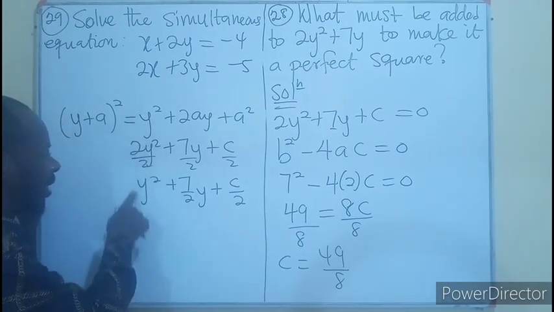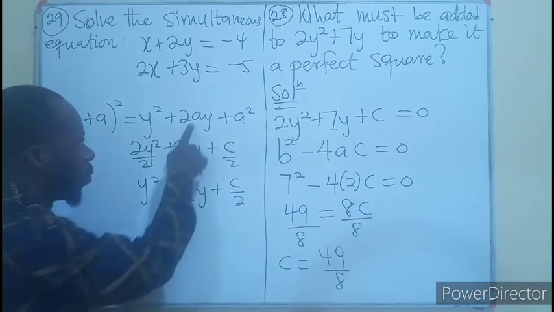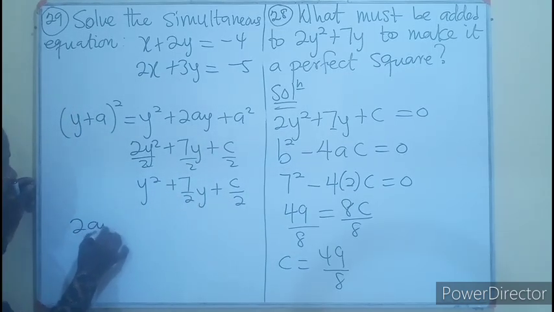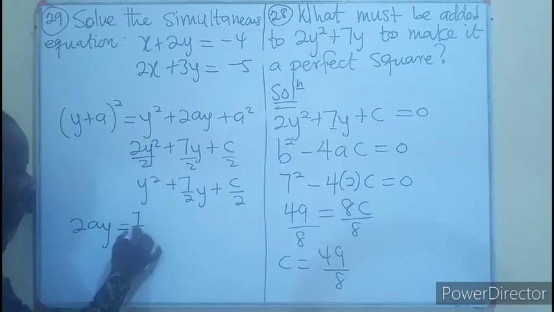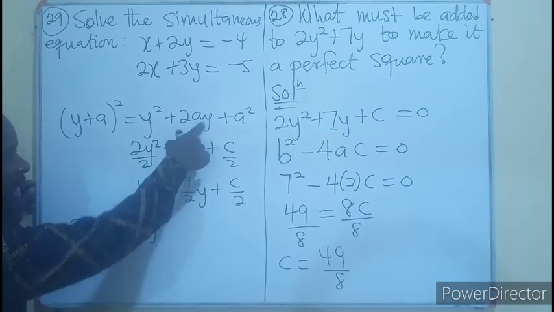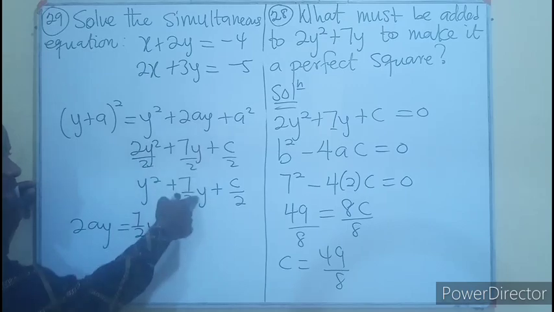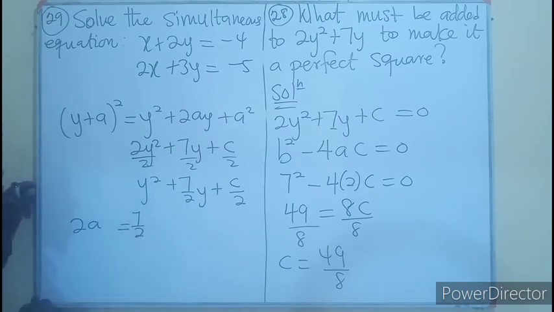Knowing very well that this and this are the same, this and this are the same, and this and this are the same. So right here, your 2ay is the same as what? 7 over 2y. Where in this case, we can ignore the y since they are the same. So we pick the one that are not the same. So I am picking this to be equal to that. What do I do? I divide through by 2.